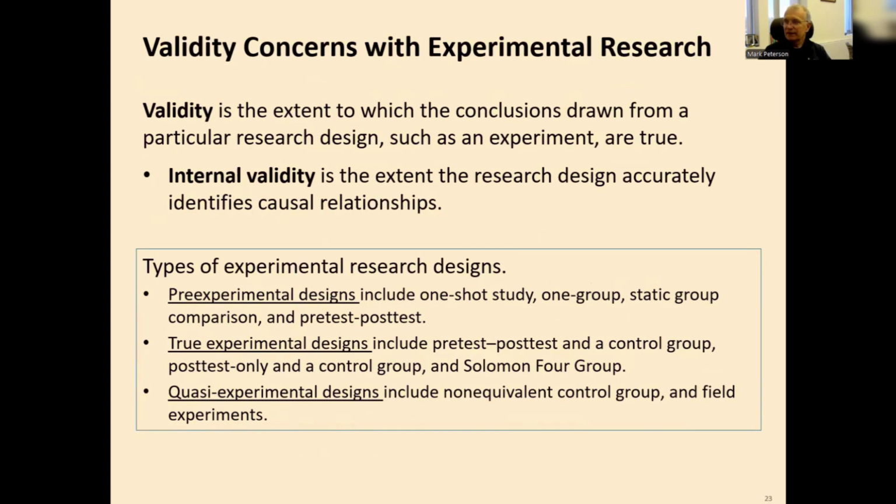Now, validity is the extent to which the conclusions drawn from a particular research design are true. So it's the truthfulness of your results or the truthfulness of your design. So we talked about internal validity. And then there are these types of experimental research designs: pre-experimental, we'll take a look at some of these later; true experimental design, these have a control group and random assignment of subjects to the groups; and then quasi-experimental design, so there are non-equivalent control groups and field experiments.